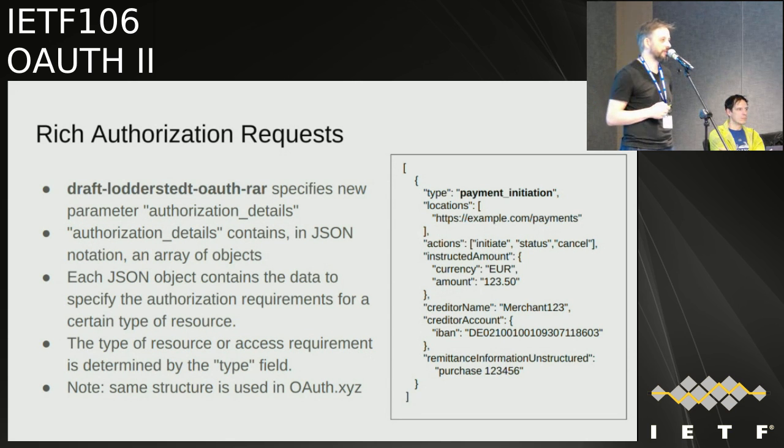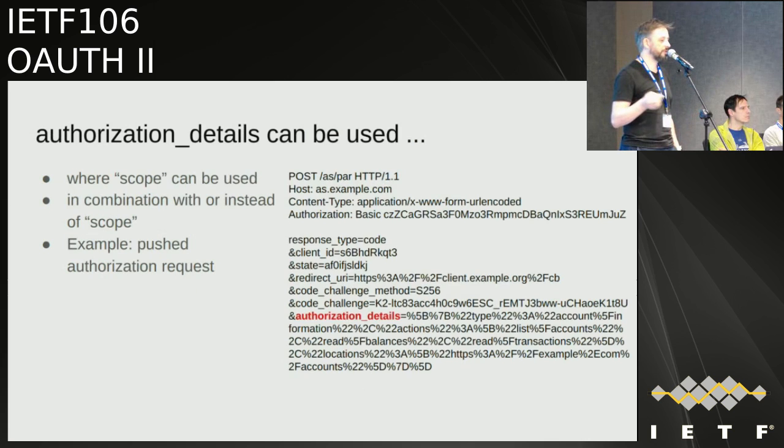So we came up with the authorization details name. It's an array. You can bump into JSON objects that are specifically designed for the needs of a certain API. That's why they are typed, so the AS can differentiate what type of authorization request object it is. Can I combine them? You can combine them. You can send them everywhere, or you can use a scope.